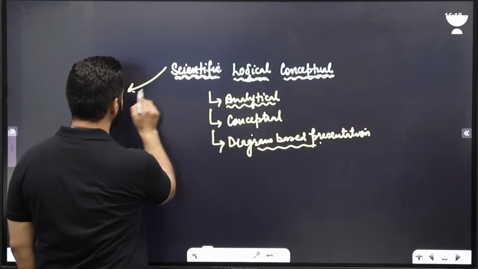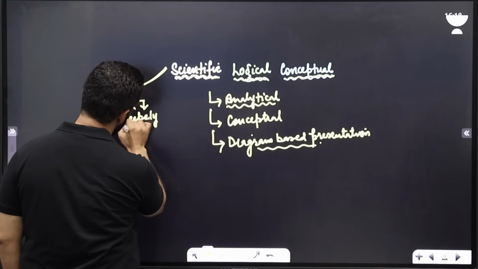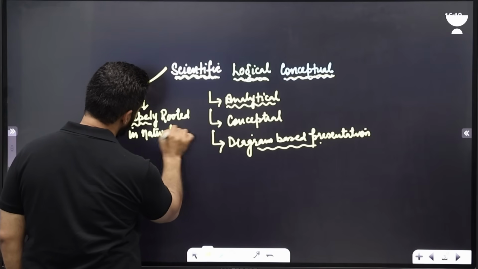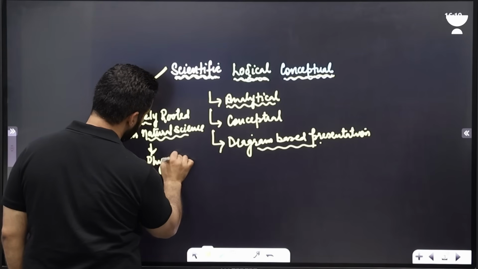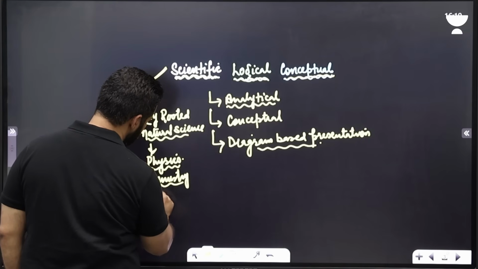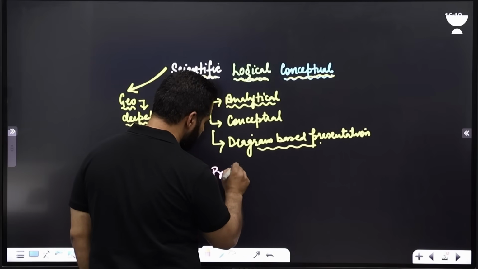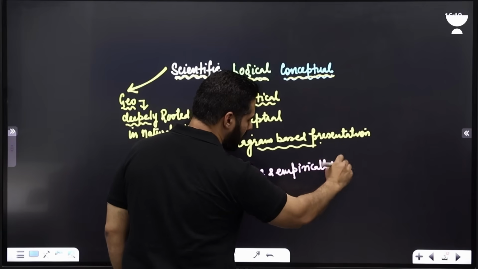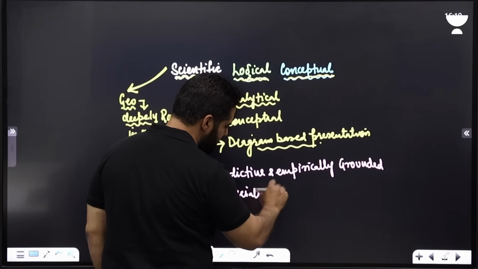Now, what makes geography a scientific subject? Geography as a subject is deeply rooted in natural science, which is linked to physics, chemistry, biology, etc. This makes this subject predictive and empirically grounded, especially in physical geography.